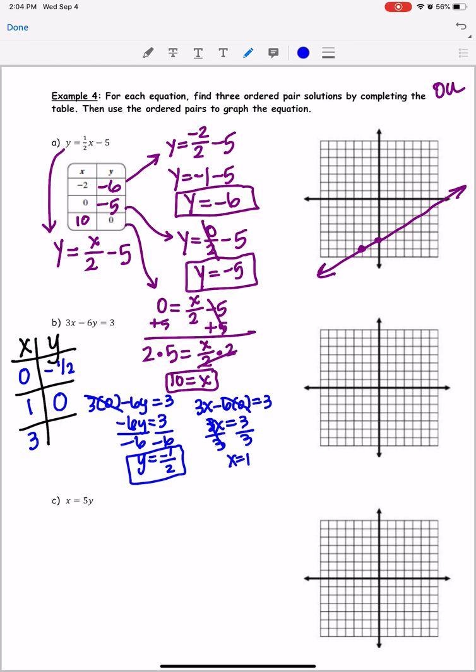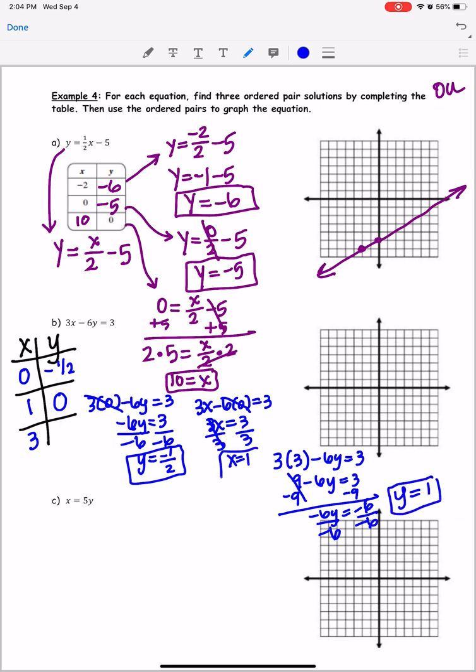So now, in place of x, put in your 3, and let's solve for y. So I've got 3 times 3 minus 6y equals 3. 3 times 3 is 9. Opposite of a positive 9 is a negative 9. So I got negative 6y equals negative 6. Divide both sides by negative 6, and we get y to be a positive 1. So now just plot them.